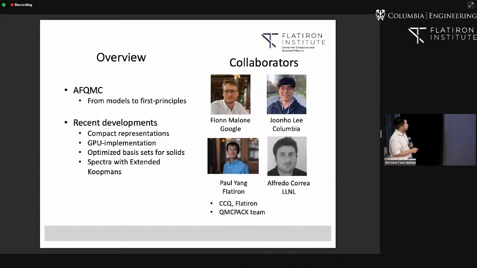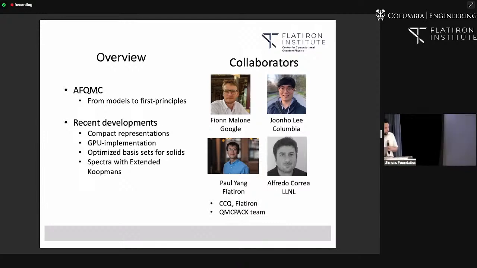Before I forget, I want to acknowledge my collaborators, because I know I'm probably going to run out of time at the end of the talk. Most of this work was done with Fia Malone, who's now at Google, and used to work with me for several years in Livermore, where I was before coming to CCQ. I also want to mention John Ho Lee, who was an essential part of this work in the later stages. Alfredo Correa, an excellent scientist and an excellent software developer, whose development we did at Livermore. And Paul Yang, who's now a postdoc at CCQ, taking over a lot of this work.